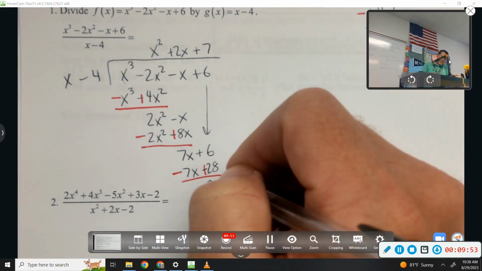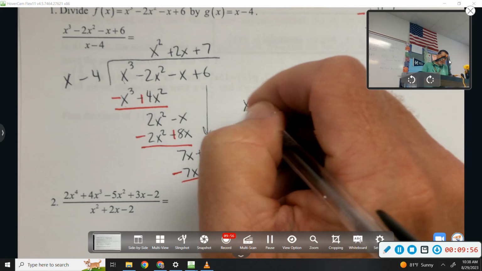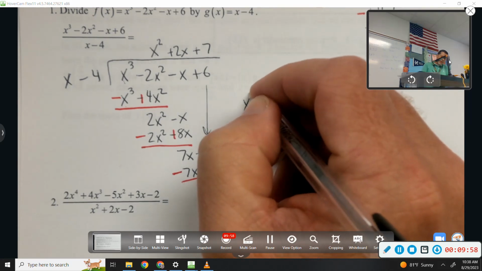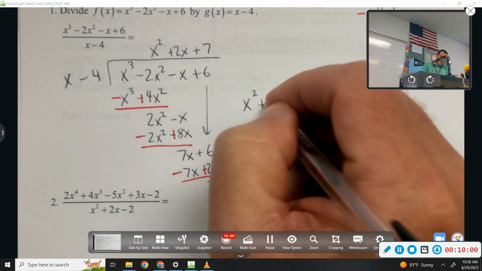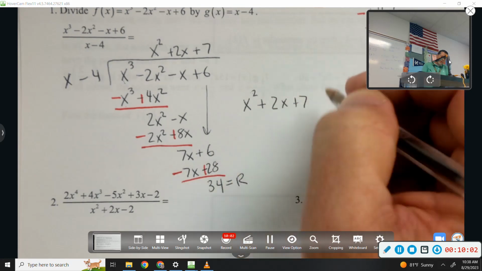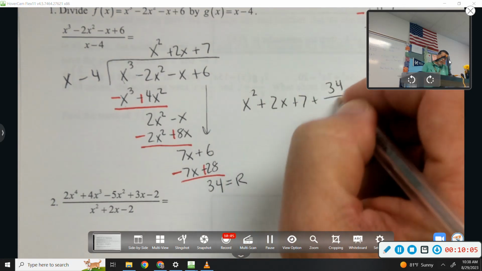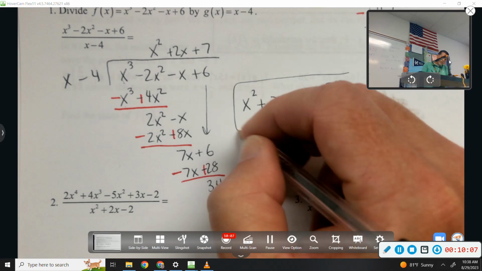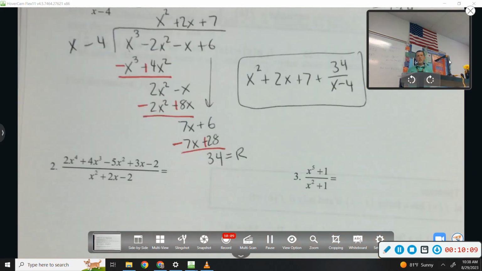Now, the remainder has meaning later, like just later today even. So for now, I'm just going to write x squared plus 2x plus 7 plus 34 over x minus 4. But 34 is the remainder.